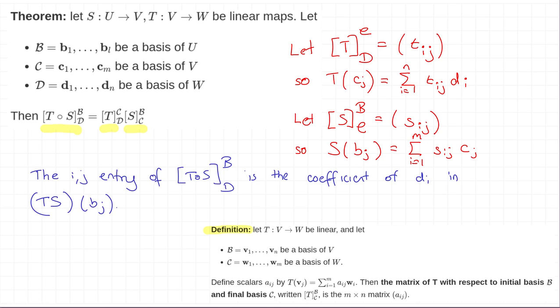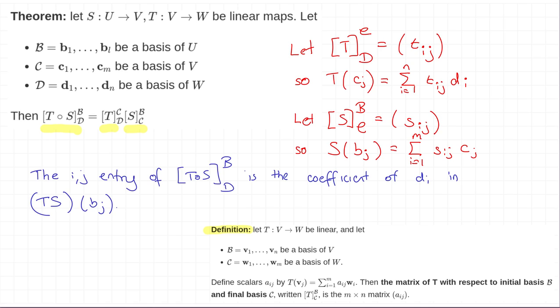In other words, what you have to do to find the ij entry of that matrix is to compute T composed with S at the jth basis element of B, which is B sub j, express that as a linear combination of the d's, and then the coefficient of d_i is the ij entry in the matrix of T composed with S with respect to initial basis B and final basis D. That's what the definition of the matrix of a linear map says.